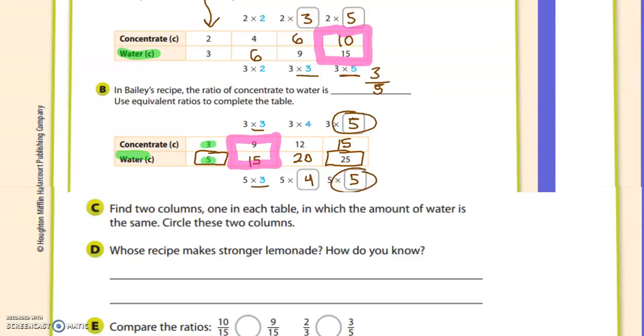I guess it says circle. I didn't circle, but I can. There, circle those. So I've answered question C. It means that Anna's amount of water is 15 cups, and Bailey's amount of water is 15 cups.